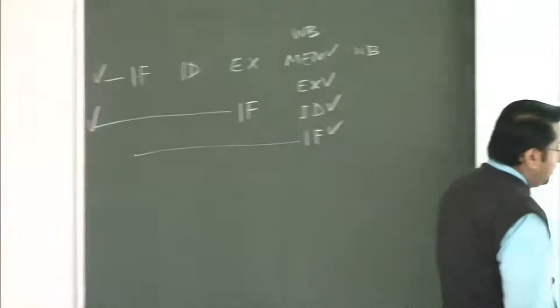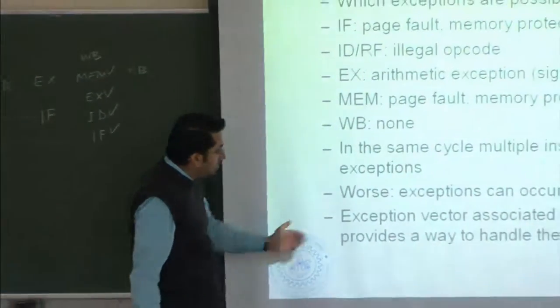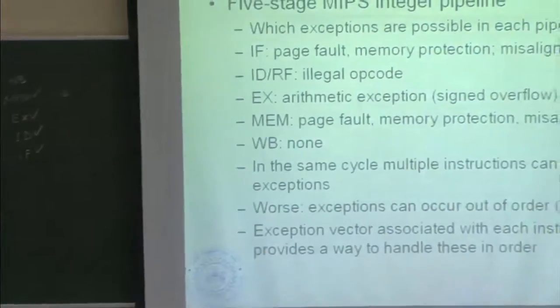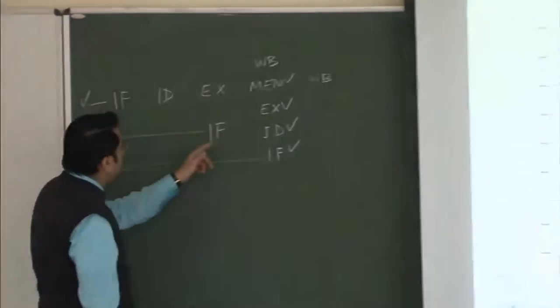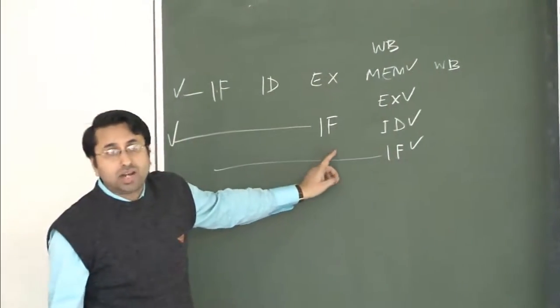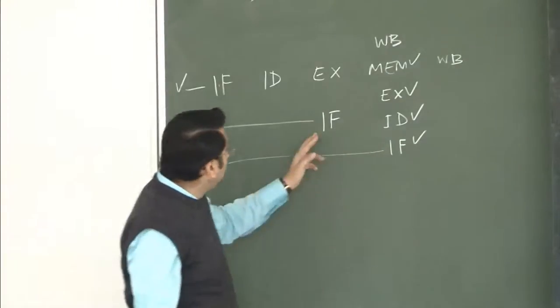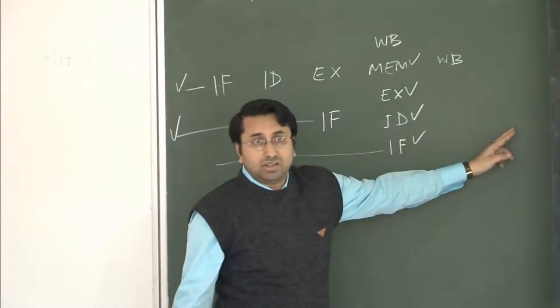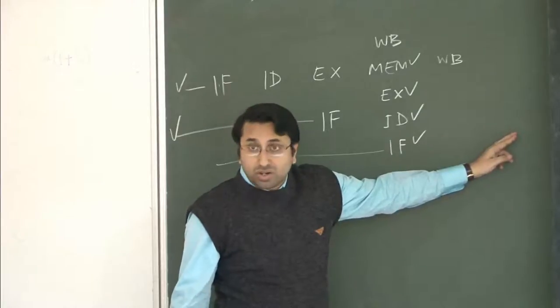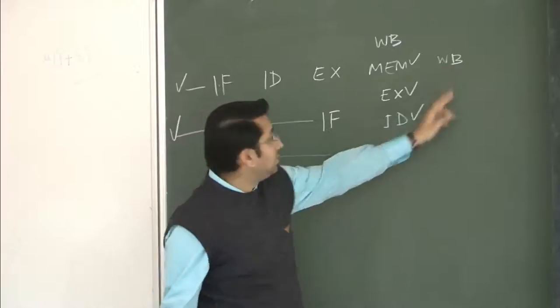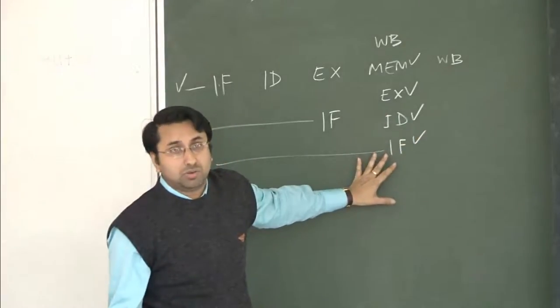So we have already devised a method to handle this. The exception vector associated with each instruction provides a way to handle this in order. Because we said, let this instruction take an exception. I'm not going to handle it immediately. I'll only mark it in the exception vector. Finally, when this instruction reaches the write back stage, I'll actually handle the exception. Fortunately, by then, this exception would already have been handled, so that this instruction will actually not be in the pipeline anymore.